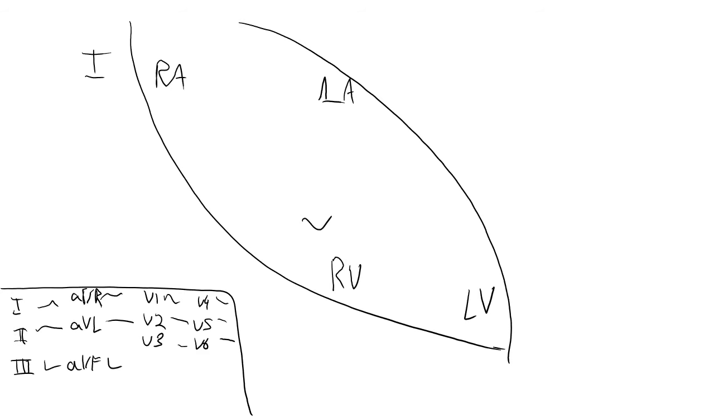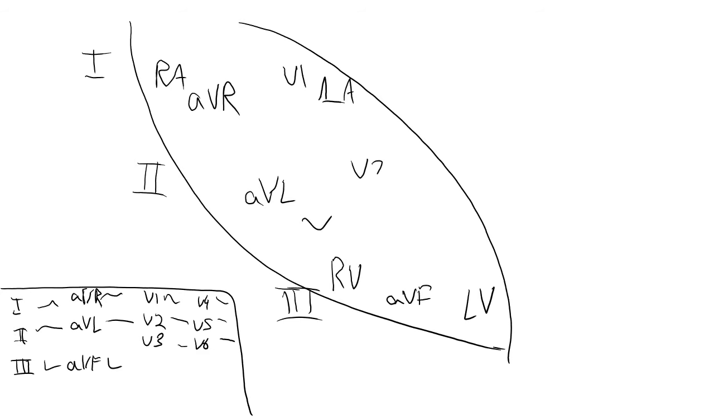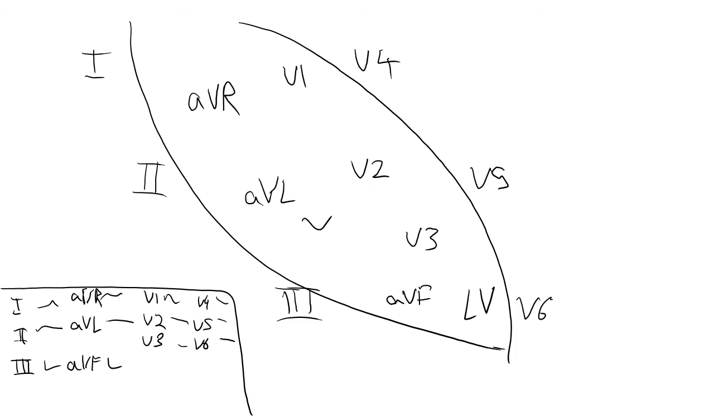So let's put lead 1 there, lead 2 there, lead 3 there, AVR here, AVL here, AVF here, V1 here, V2 here, V3 here, V4, V5, and V6. Now we've got a representation, and I'll just quickly clear the atrium sign just to make it a little bit more clear. Alright, so we've got all of our leads here.